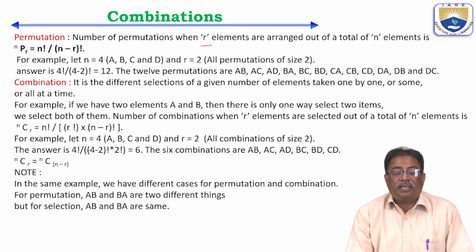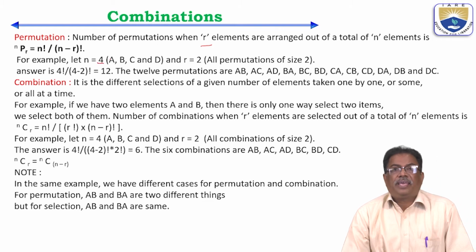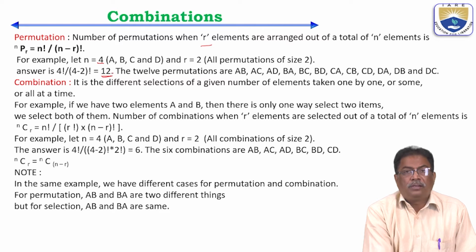Let us consider n is equal to 4. I am just taking A, B, C, and D. Then r is equal to 2, which means the permutation size is 2. Then the number of permutations is nothing but 4P2, which is 12.